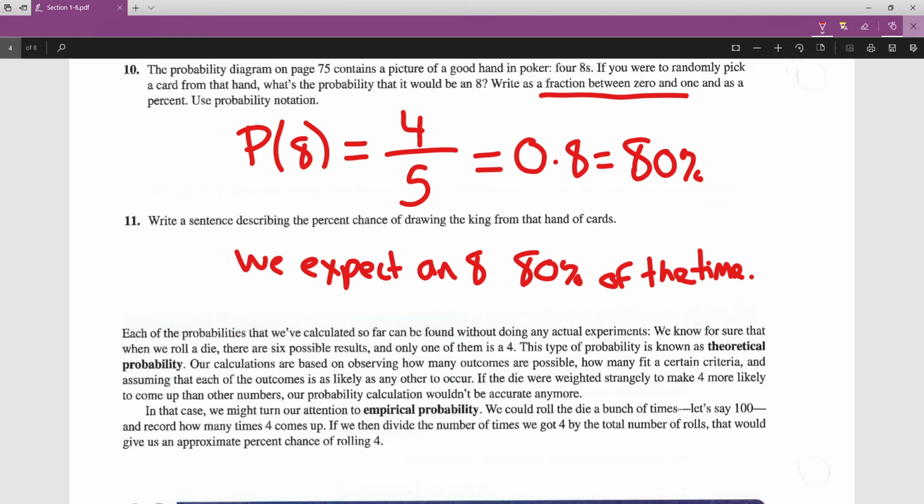In that case, we might look at empirical probability. Empirical probability is what happens when I actually do the experiment and determine how many times I get a 4, or whatever it is we're looking at. We could roll the die a bunch of times, let's say 100, and record how many times 4 comes up. If we then divide the number of times we got 4 by the total number of rolls, that would give us an approximate percentage of rolling a 4. That would give us the empirical probability. Theoretical is what should happen. Empirical is what actually did when you did the experiment. You should be now ready to work on the group work for lesson 1-6.